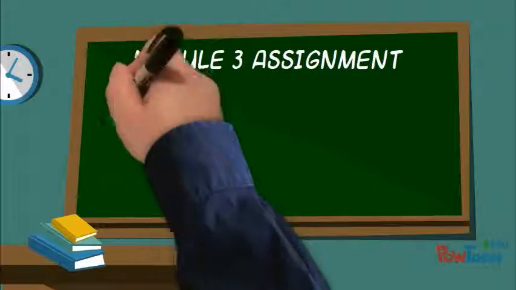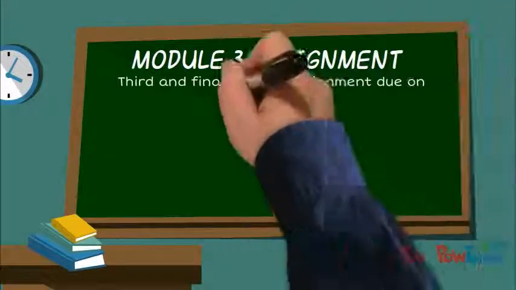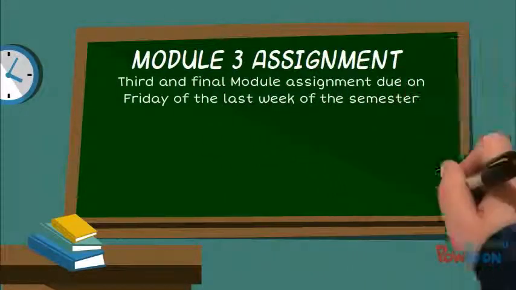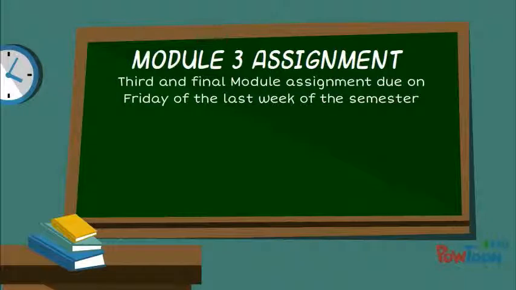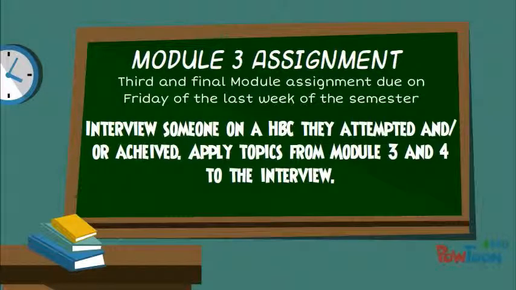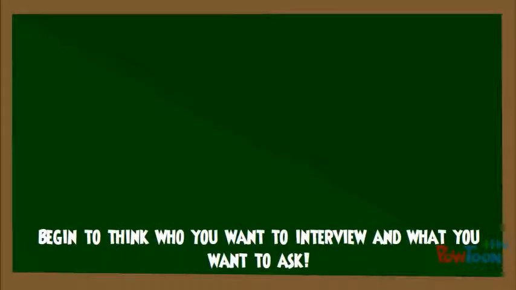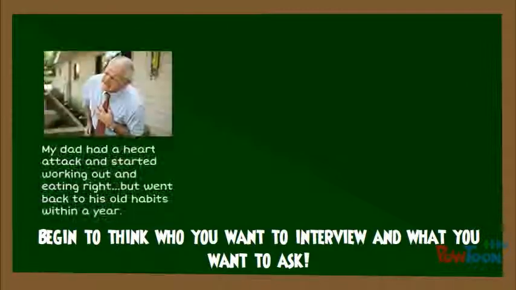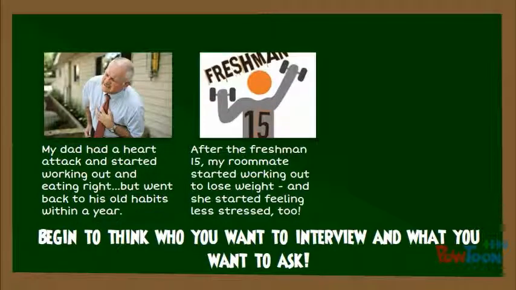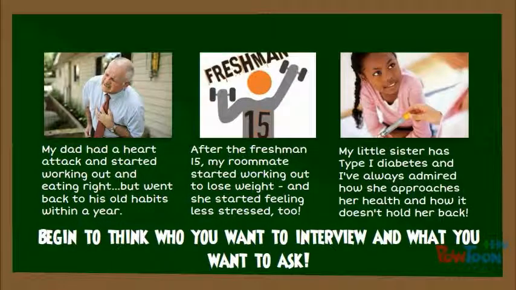I want to go ahead and introduce your final module assignment, even though it isn't due until the end of the semester. For your final module assignment, you will need to interview someone on a health behavior change that they attempted and or achieved. You will need to apply topics from Module 3, so think about the types of questions you will need to ask to be sure you can evaluate their health behavior change decisions based on the models presented. Start to think about who you would want to interview. This could be a parent, a roommate, a friend, a family member, and start jotting down questions you think would be good to ask.